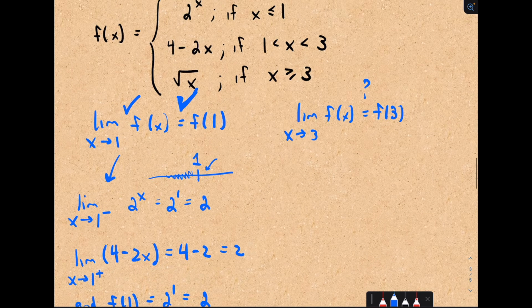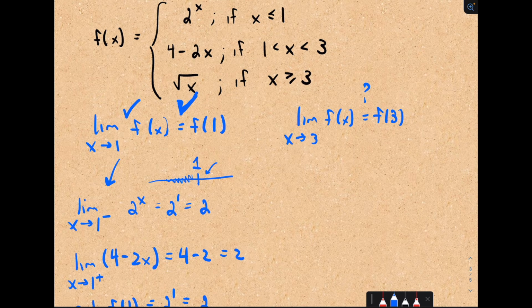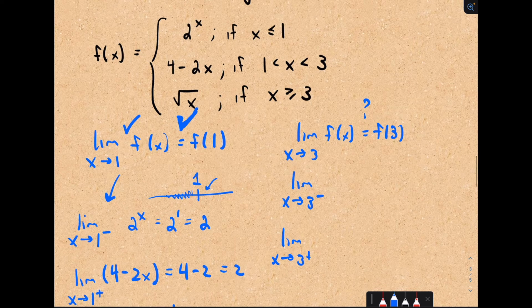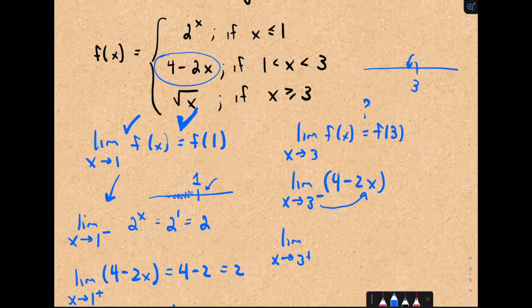Same thing for the other question. The limit as x approaches 3 of f of x. I've got to look at the limit as x approaches 3 from the left, and the limit as x approaches 3 from the right. So if I'm taking values to the left of 3, that's a little bit smaller. That would correspond to this domain, which would correspond to this function. So I would have 4 minus 2 times x. I'm just going to plug in the x value of 3 because this is a polynomial. So I would have 4 minus 2 times 3, that's 4 minus 6, which is negative 2.